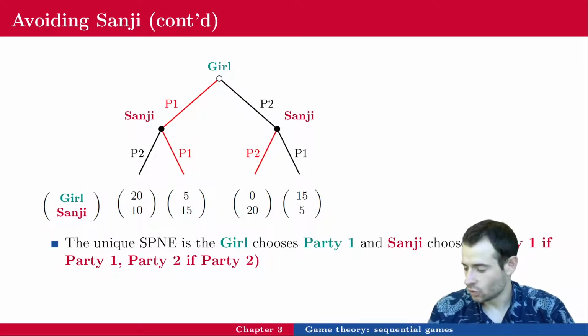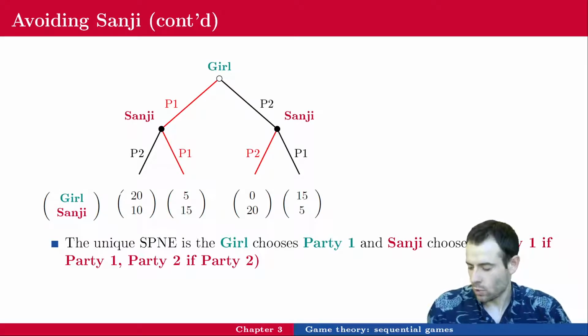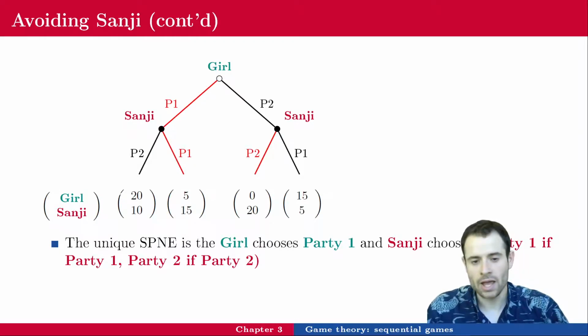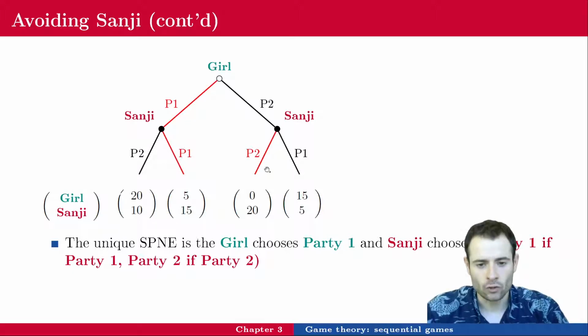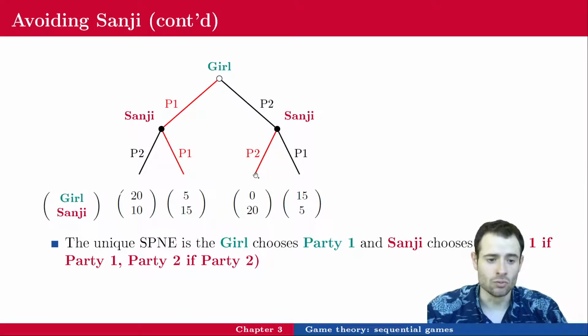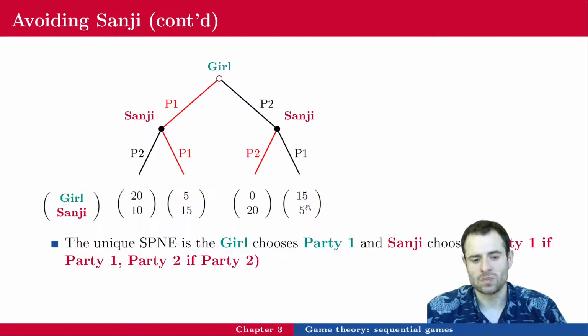So let's do the same process as before, backward induction. And let's start with the right subgame here. Well, this is the case where the girl goes to party 2. So Sanji obviously wants to go to party 2. You can recheck with the payoffs. If he goes to party 1, he misses the girl and gets a payoff of 5. If he goes to party 2, he meets the girl and gets a payoff of 20.